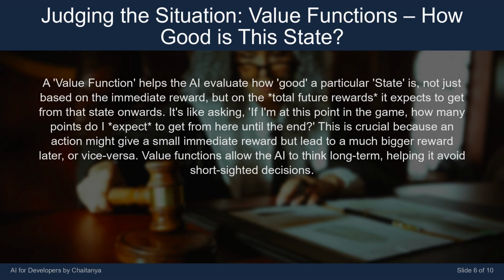A value function helps the AI evaluate how good a particular state is, not just based on the immediate reward, but on the total future rewards it expects to get from that state onwards. It's like asking, if I'm at this point in the game, how many points do I expect to get from here until the end? This is crucial because an action might give a small immediate reward but lead to a much bigger reward later, or vice versa. Value functions allow the AI to think long-term, helping it avoid short-sighted decisions.